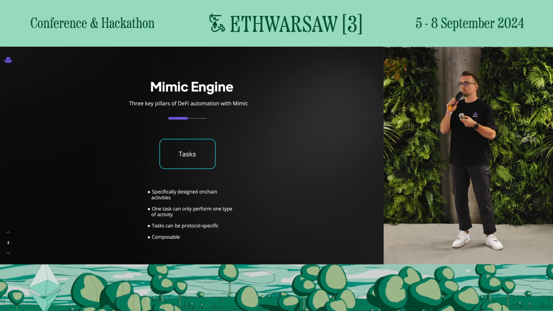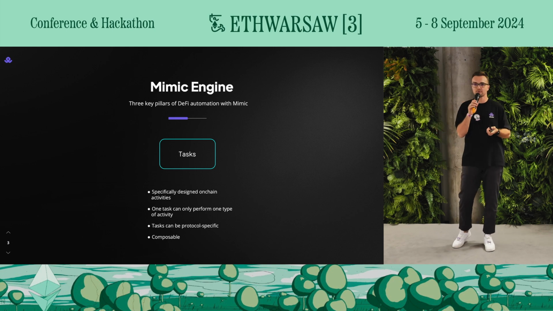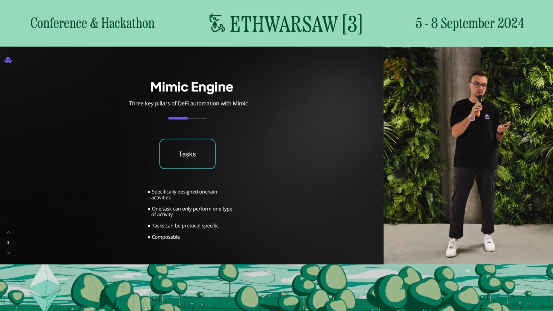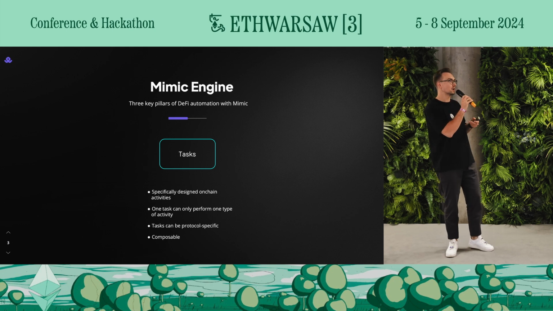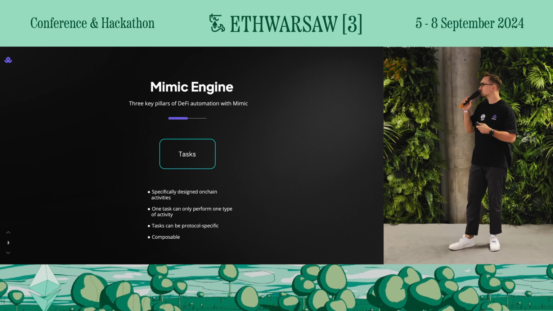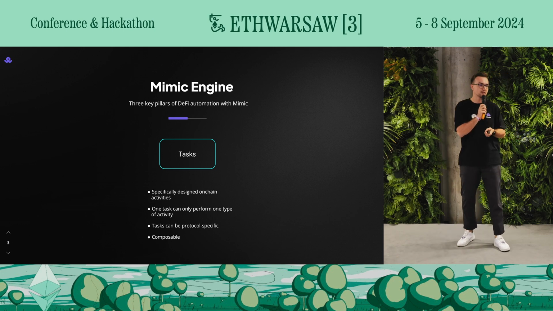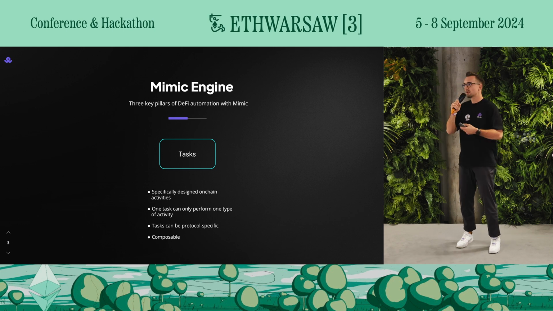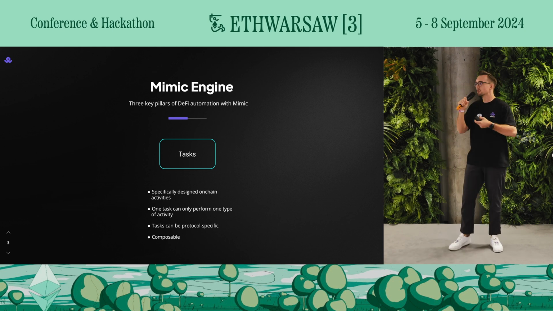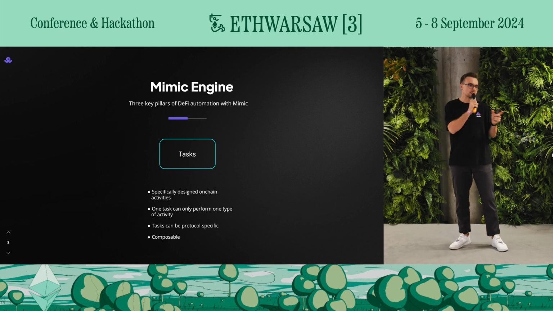We've built a Mimic engine, a set of 3 different pillars that allows our users to automate any DeFi operations. The first one is tasks. Tasks are specifically designed on-chain activities. One task can only perform one type of activity. So for example, we can have a swapper, a depositor, a claimer, a bridger. Basically for any particular on-chain activity, we have a separate task.